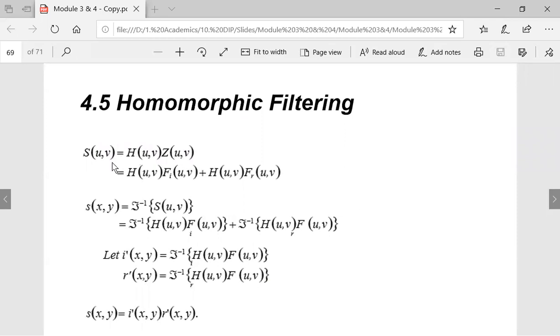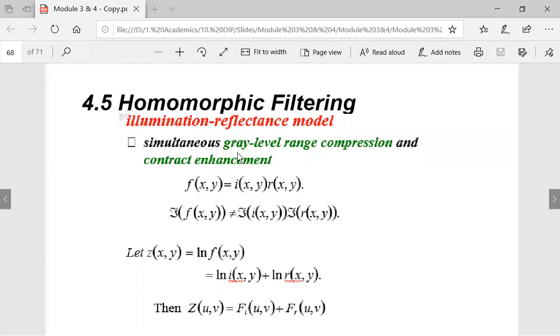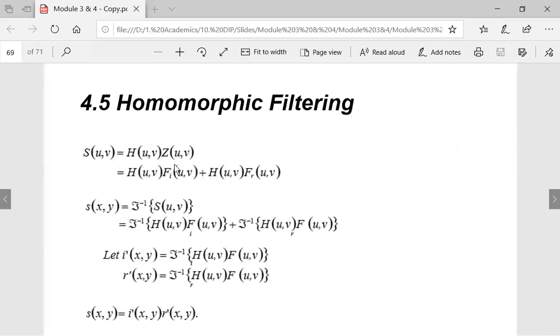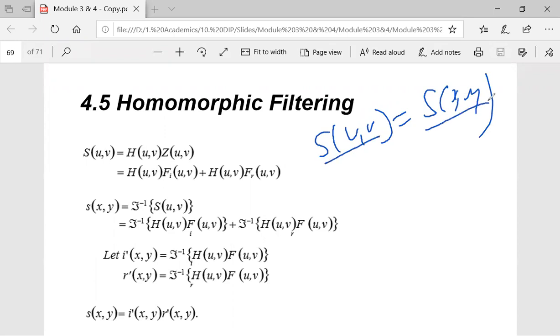Continuation of that one: s of u comma v is the transformed image. H of u comma v, what is h of u comma v? It is a filter. Z of u comma v is the original image. So it is a combination of both of these two, that is the gray level image and the contrast enhancement image. This is for the single dimension, this is for the multiple dimensions. So the inverse of this, you can call this one like this: s of u comma v is equal to s of x comma y. This is transformed, this is original.